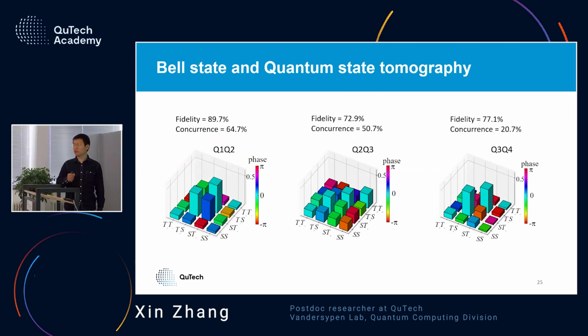The concurrence is a measure of the entanglement. If it is 0, it means that there is no entanglement, and if it is 1, it means that it is maximal entanglement. So the non-zero entanglement here means that we can surely generate entanglement using the swap gate we have.